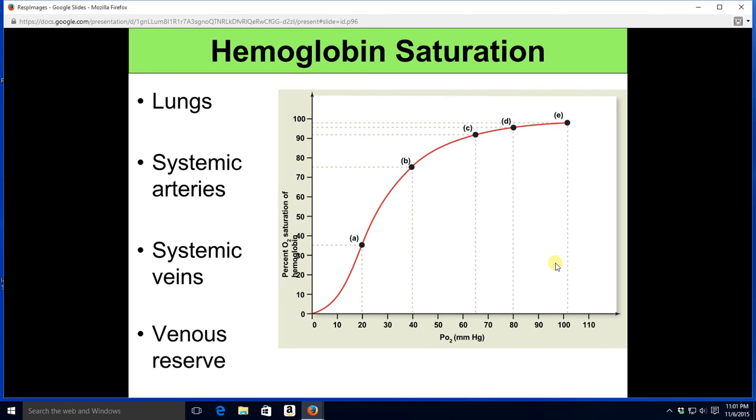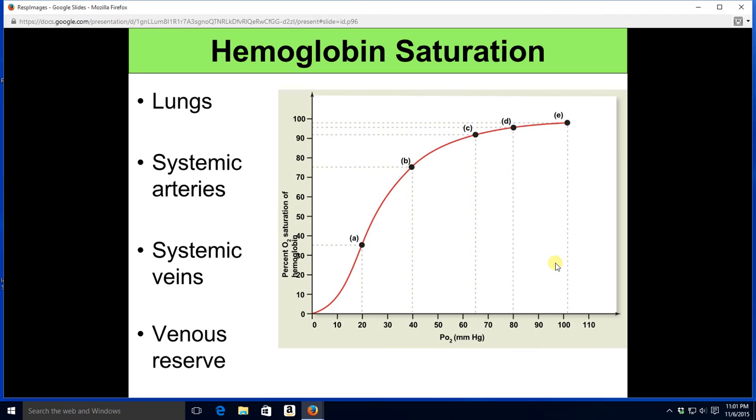Here's where it gets a little interesting. In the systemic veins, now realize systemic veins are after capillaries, so the hemoglobin should have released some oxygen. Question is, how much? Well, the systemic veins are going to be 75% saturated in hemoglobin. This means there's still 3 out of 4 spots filled with oxygen on each hemoglobin. Only 1 oxygen was released in the systemic capillaries.